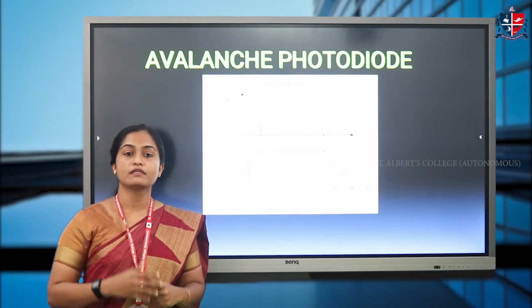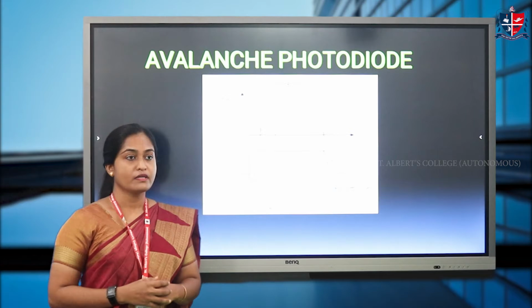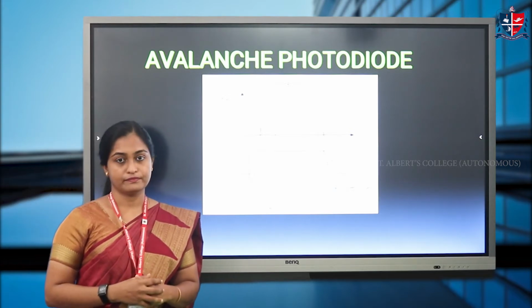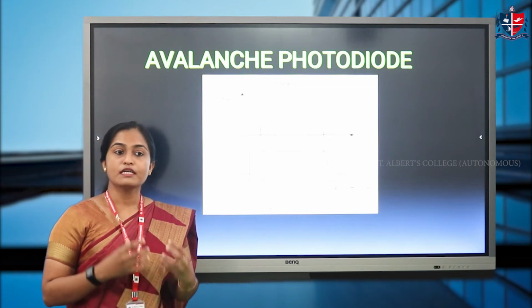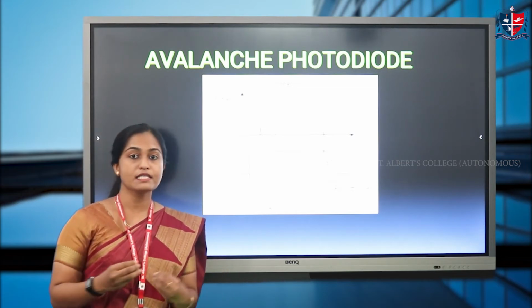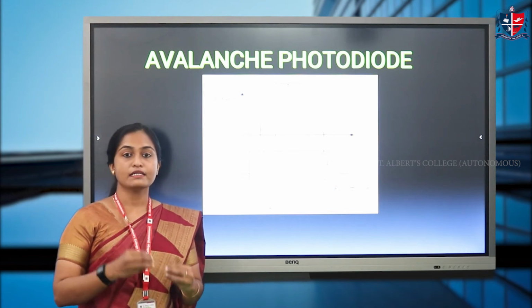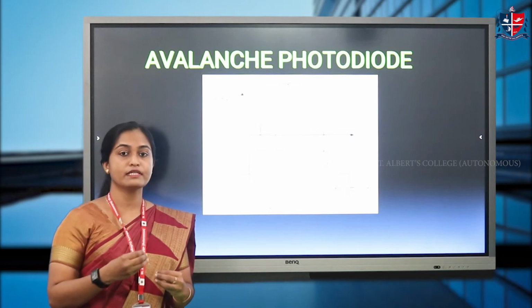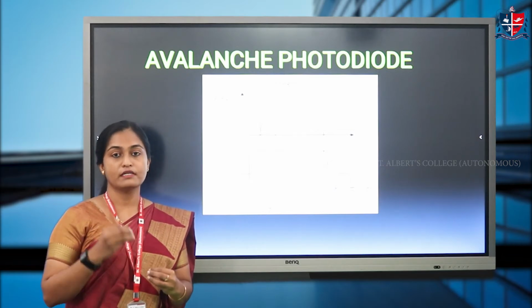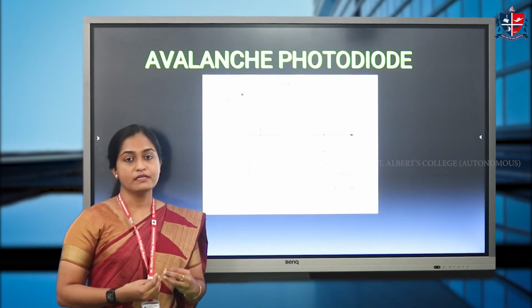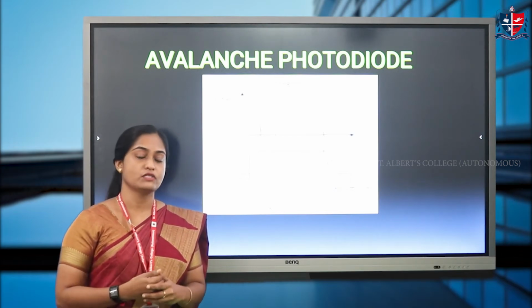Here, when light falls on the depletion region, electrons will be ejected from the valence band to the conduction band, and electron hole pairs will be created. These electron hole pairs will be accelerated by the high electric field at the depletion region. Because of the high electric force at the junction, the charge carriers will move with high kinetic energy.